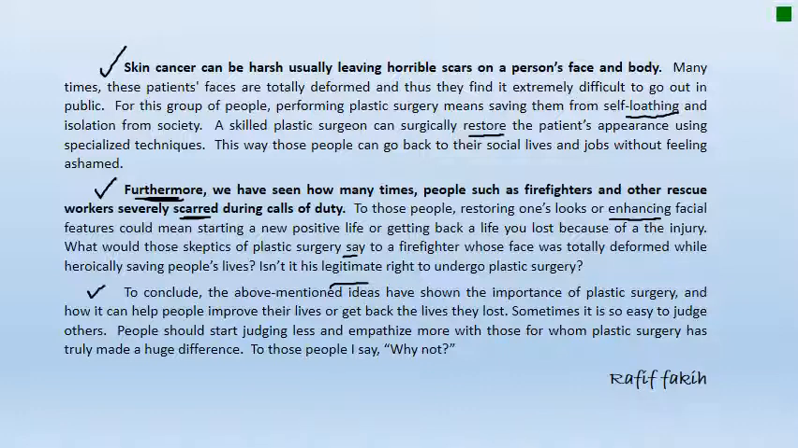To conclude, the above-mentioned ideas have shown the importance of plastic surgery and how it can help people improve their lives or get back the lives they lost. Sometimes it's so easy to judge others. People should start judging less and empathize more with those for whom plastic surgery has truly made a huge difference. To those people, I say, why not?